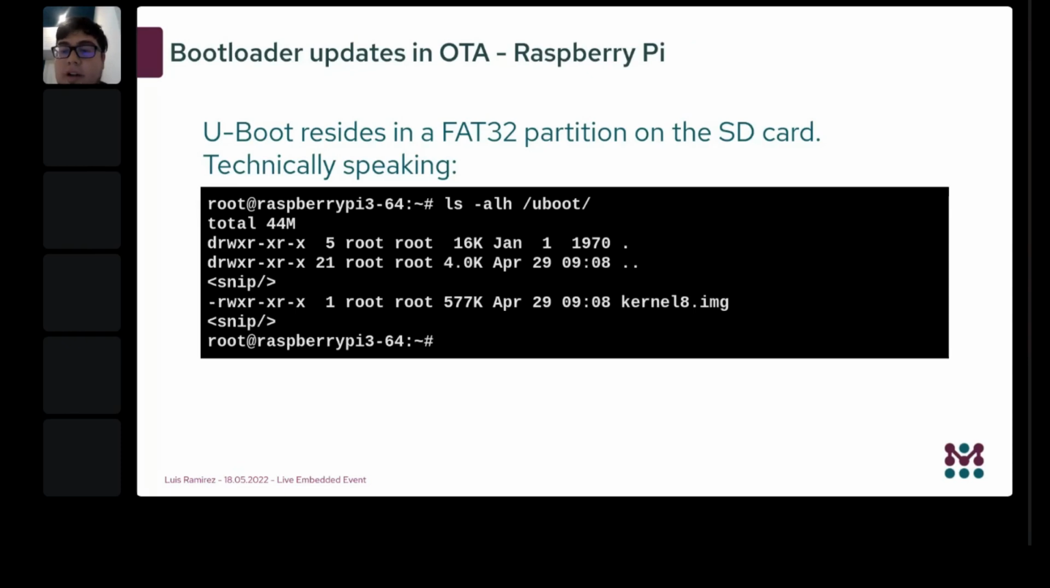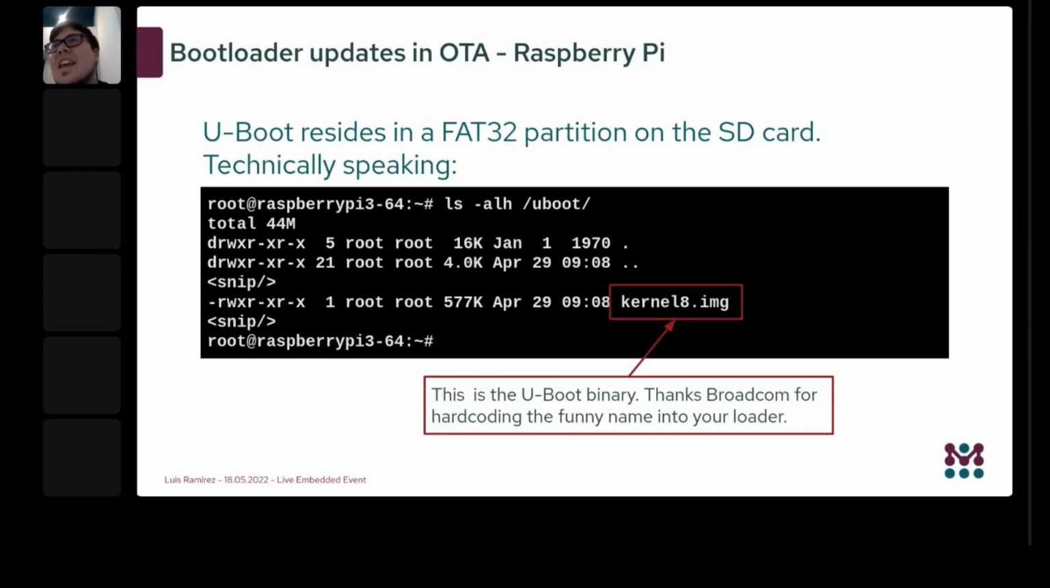If we go to a Raspberry Pi, then it's quite interesting, because if you go to the folder /uboot, then you will realize that there is only a file called kernel8.image. But we are not talking about the kernel of Linux here. This is really the name that Broadcom gives to the U-boot. So when we see this kernel8.image, we are talking about the U-boot for this particular device.